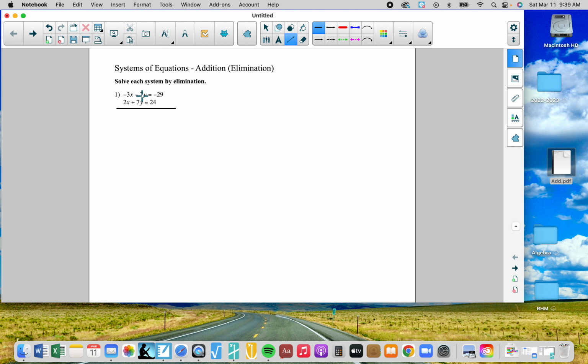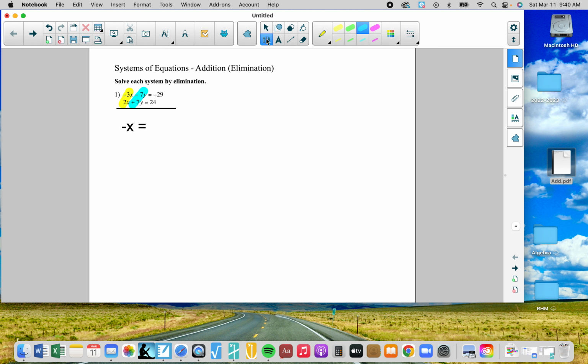So if we draw this line and we add them in columns, what we would do is we would take this first column, our x's, and we would combine them or add them. So you have a negative 3x and a 2x, which makes negative x. And then we have our other column, which is our y's, and we have negative 7y and positive 7y. And we see that they cancel. Then we have our equal sign. So we're going to insert our equal sign.